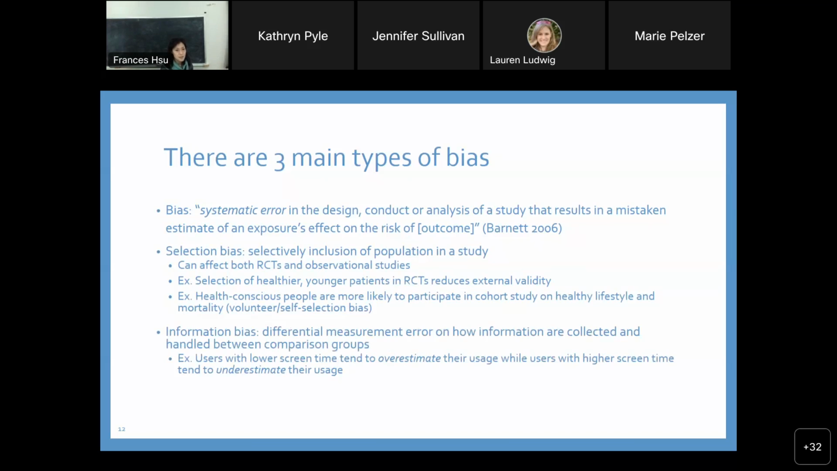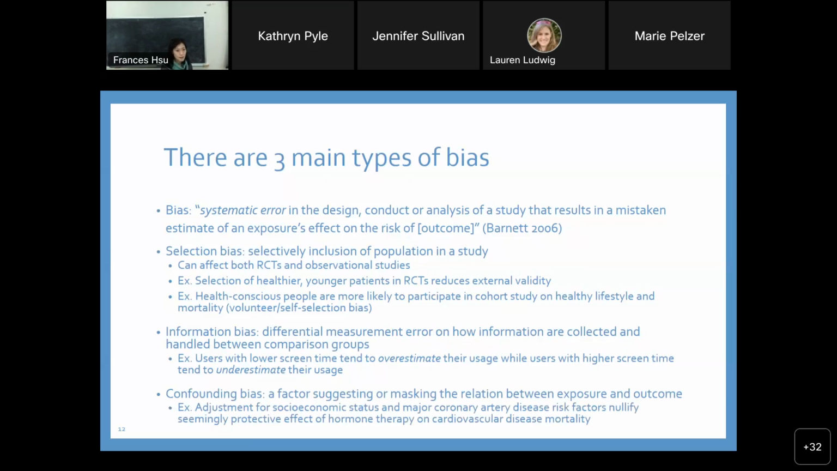The second type of bias is information bias, which is a differential measurement error on how information is collected and handled between comparison groups. This is more likely to occur in observational studies. For example, users with lower screen time tend to overestimate their screen usage, while users with higher screen time tend to underestimate their usage. So as a result, this reported information reduces the true range of screen time usage and will more likely lead to null findings.